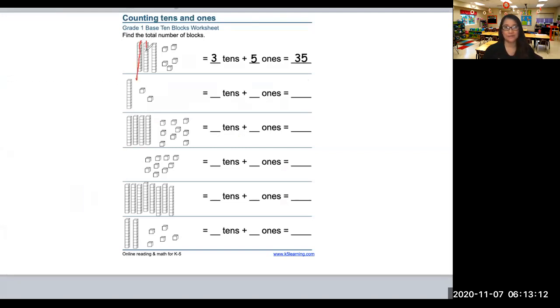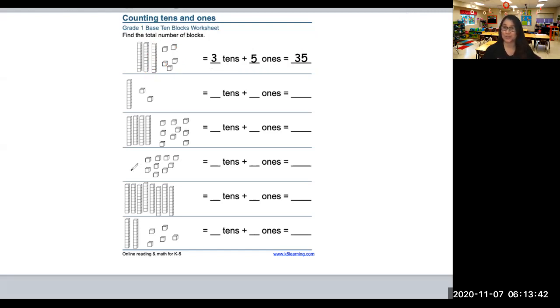1, 2, 3. And we write 3 tens on the space provided. Now let's count those ones. 1, 2, 3, 4, 5. 5 ones. When we put 3 groups of tens together and 5 ones, we get the number 35.